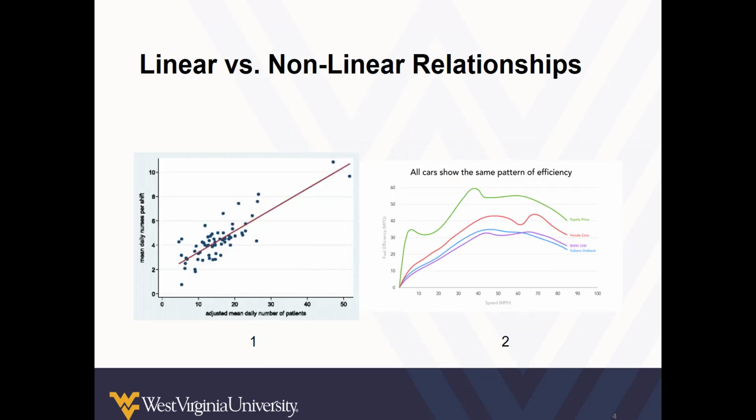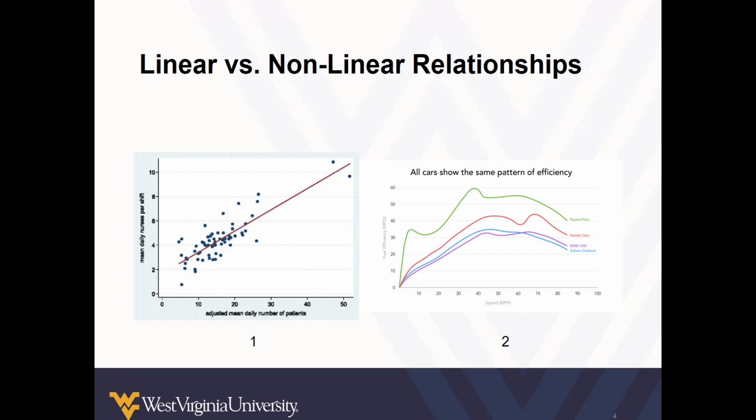And just a couple of real-life examples illustrating linear and nonlinear relationships. Chart 1 illustrates a linear relationship. It is the mean daily nurses per shift on a hospital ward and the adjusted mean daily number of patients on that ward. It looks like that as patient census increases, so does the staffing. And, well, we really would like to hope that is accurate.